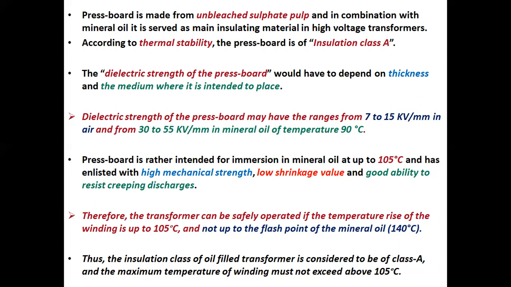Therefore, a transformer can be safely operated if the temperature rise of the winding is up to 105 degrees centigrade and not up to the flash point of the mineral oil, that is 140 degrees centigrade. Thus, the insulation class of an oil filled transformer is considered to be class A, and the maximum temperature of the winding must not exceed 105 degrees centigrade.